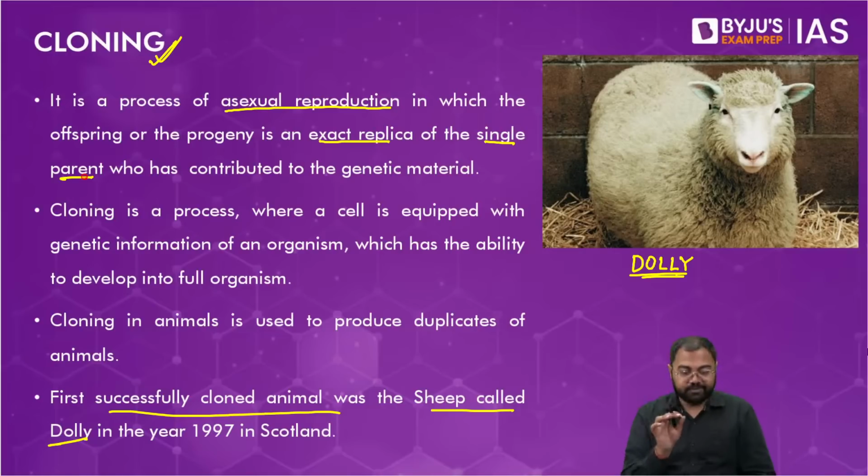First and foremost, when we talk about reproduction, we know that there are two types: asexual reproduction and sexual reproduction. In asexual reproduction, there is only one single parent from which the offspring is born, whereas in sexual reproduction there will be two parents, one male and one female, and fertilization will happen between the male and female cells, leading to the birth of a new offspring. In asexual reproduction, there is only one single parent, and the birth happens from that parent itself.